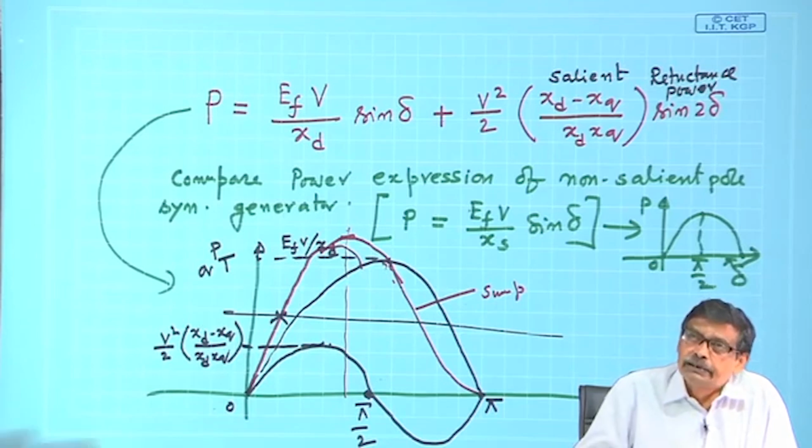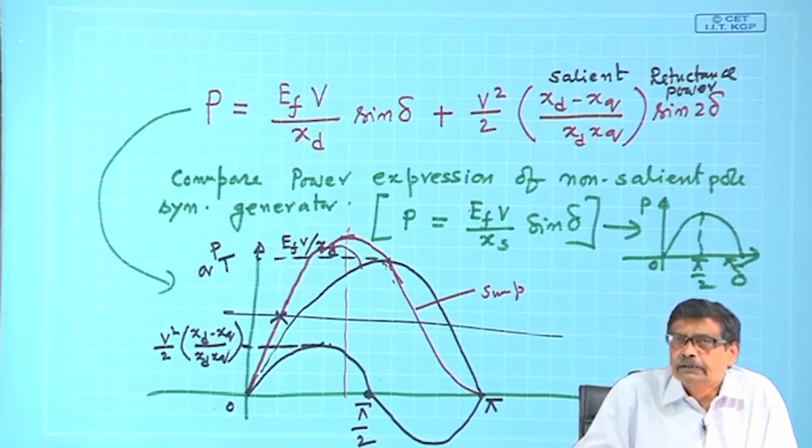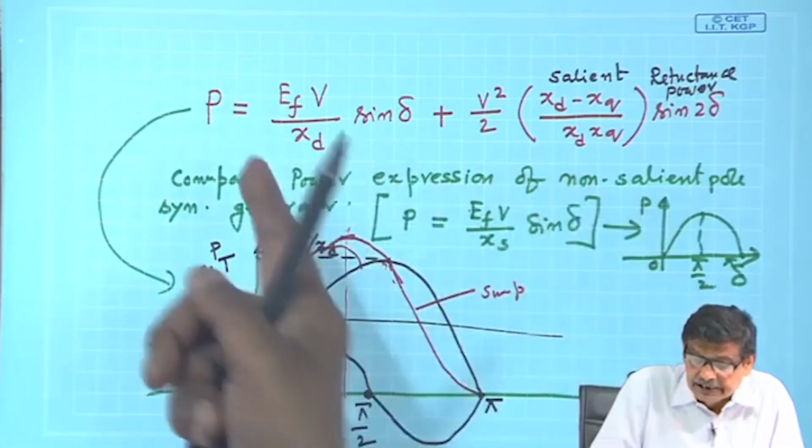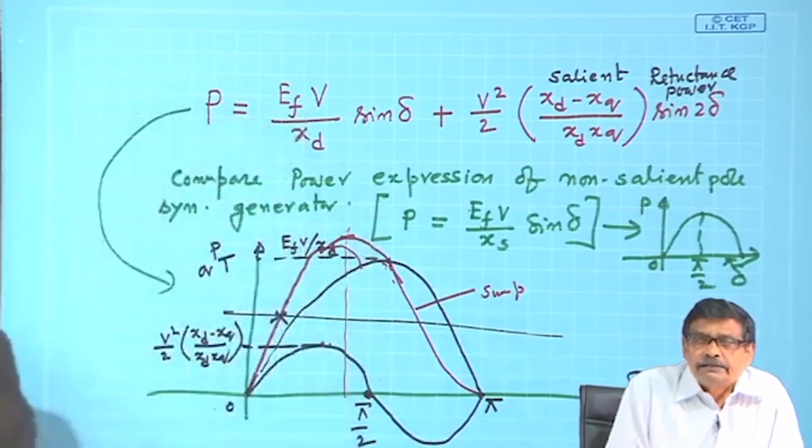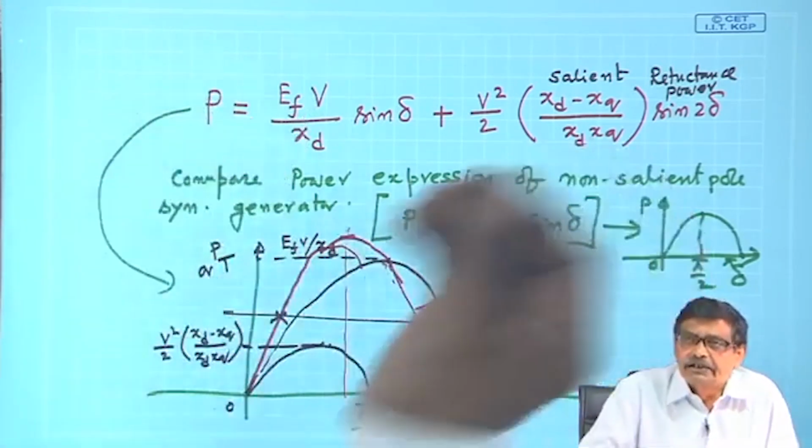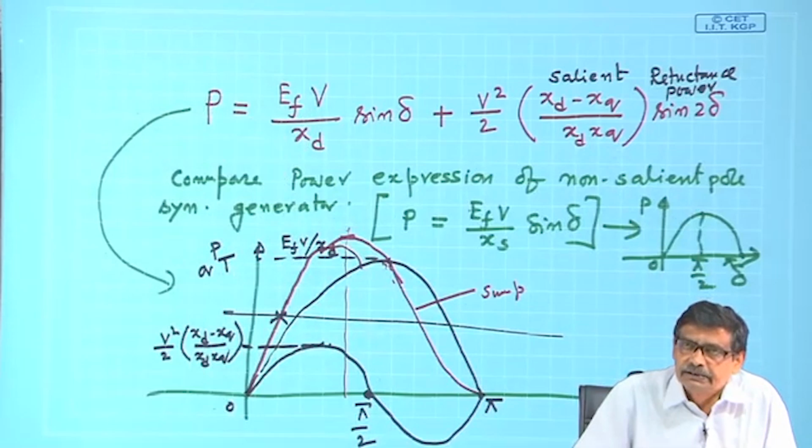Therefore, this point is very important, you must understand that a salient pole synchronous machine connected to a bus may produce torque or power even when E f is 0. The E f is what? The field current of the synchronous machine.